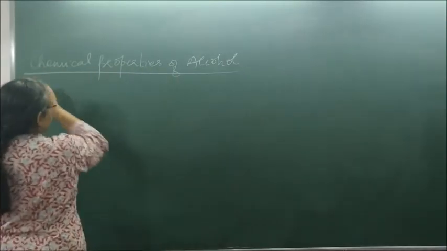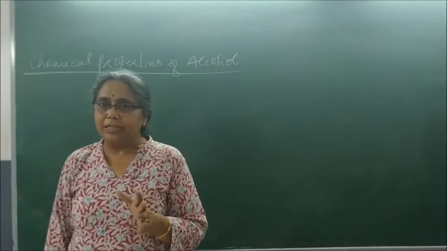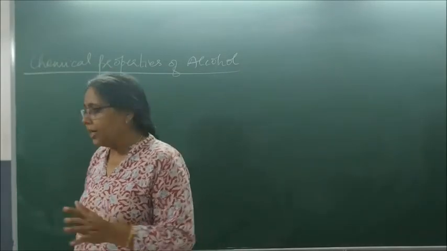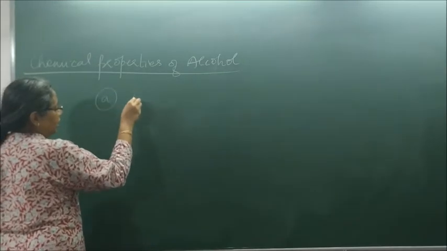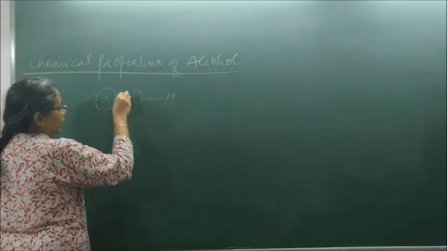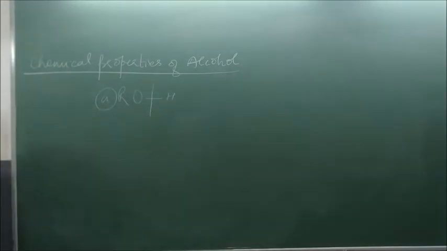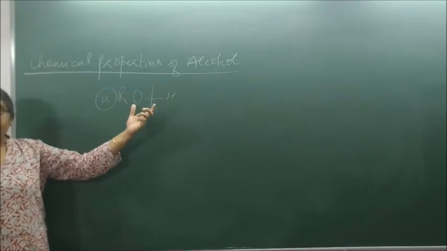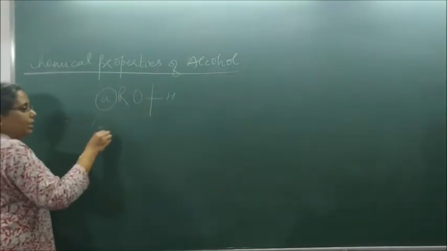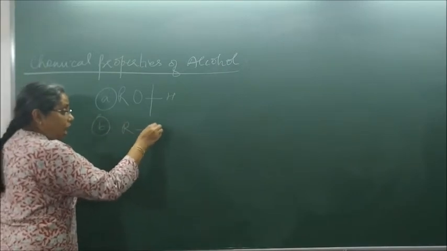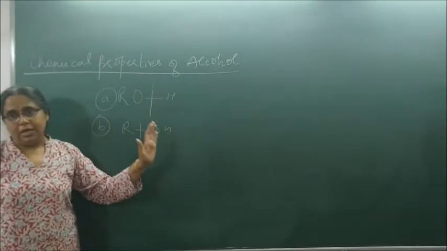When you are studying the chemical properties of alcohol, you generally study them under two heads. First, there is a cleavage of the O and H bond. I have ROH, and this bond should break. So there are reactions involving the breakage of the OH bond. And the second point: when there is a cleavage of the RO bond, the entire OH group will be replaced.